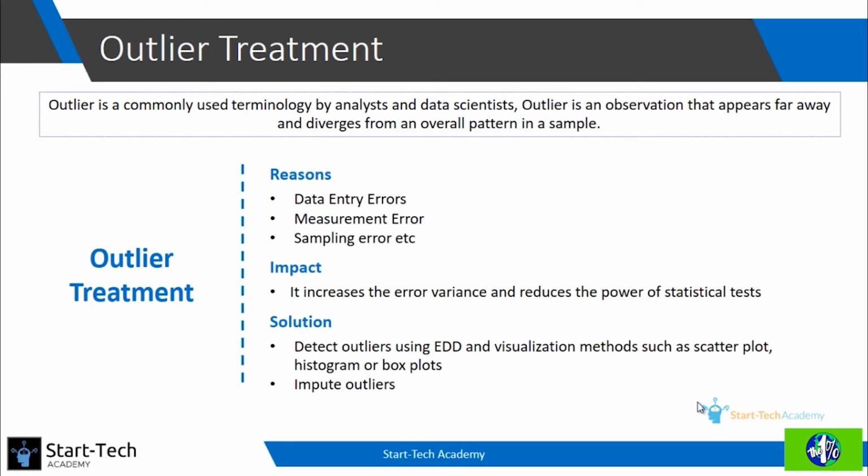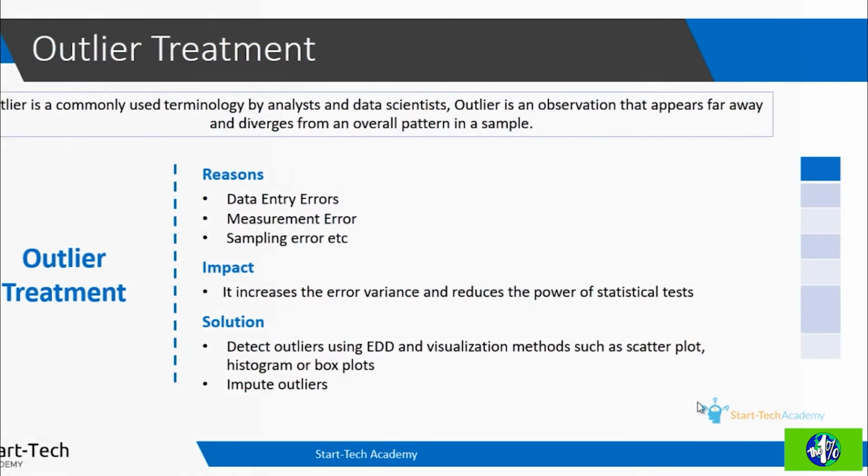To find outliers, we should use EDD and visualization tools such as box plots, scatter plots, and histograms. We will see this when we work on the software tools. Once we have identified the outliers, we replace these values with some other values. There are several options of what value we should use to impute outliers. First, let me show you how one single outlier value impacts the data and how can we identify these outliers.